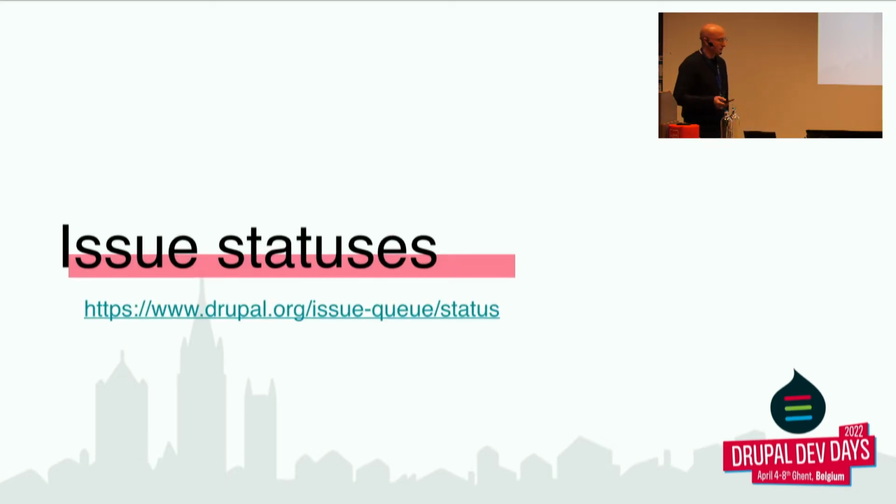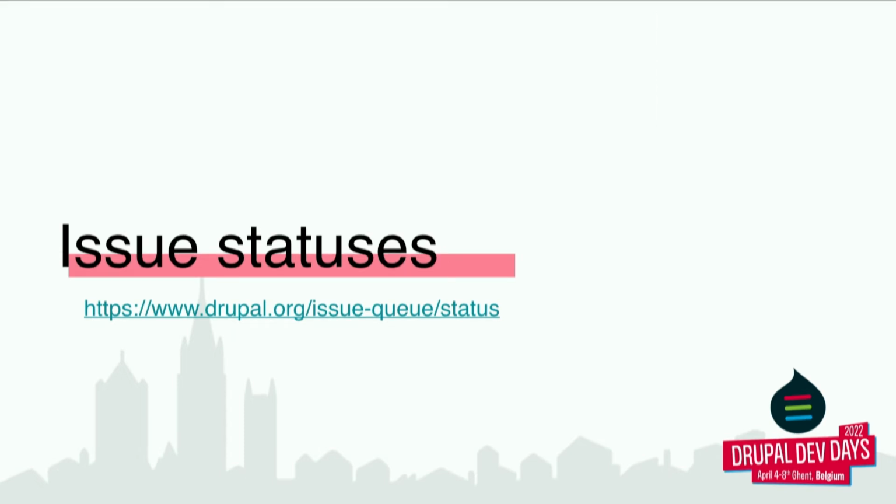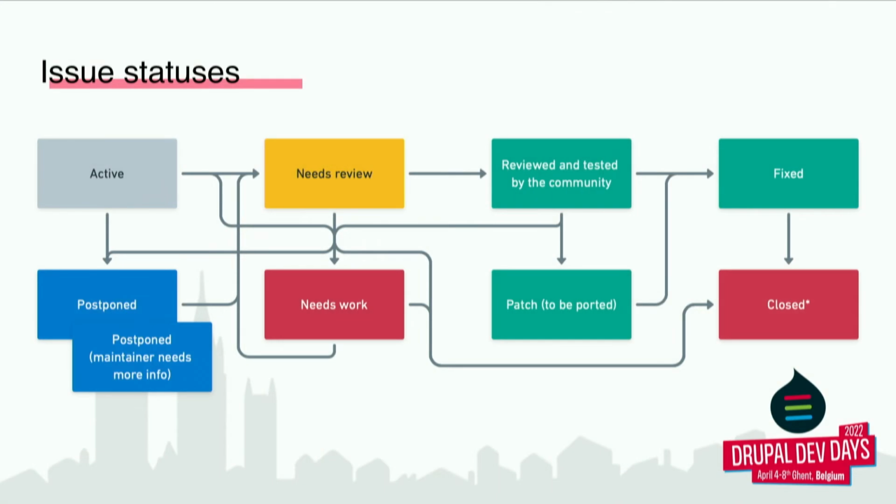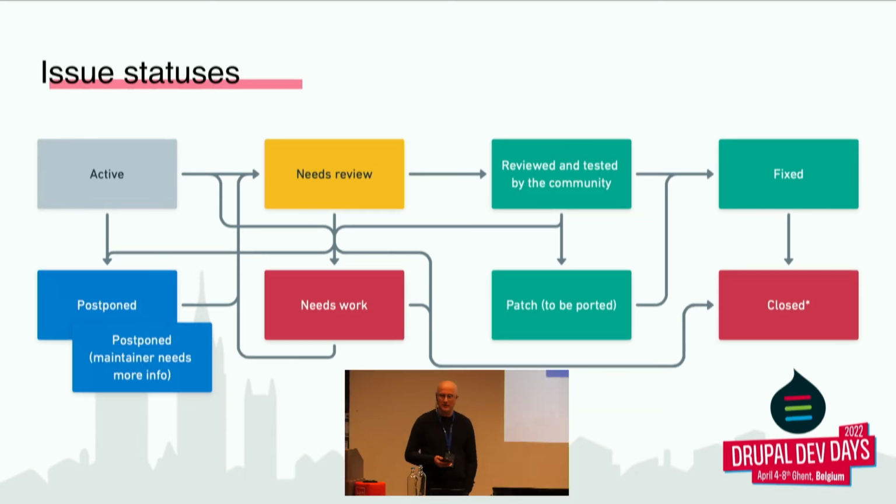Issue statuses. These are probably what you need to deal with most often when you're in the issue queue. I've created this flowchart. Any issue starts out as active. When you create a new one, it's active. Then when there's some changes made, you can move it to needs review as an indication that you need some input from other members of the community.